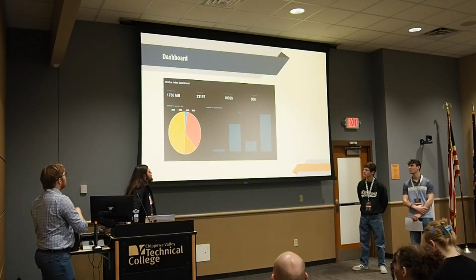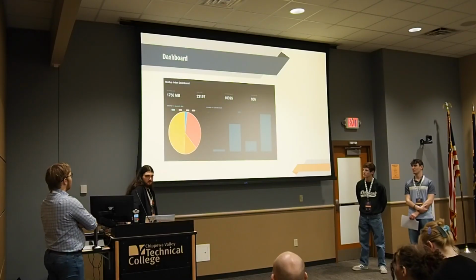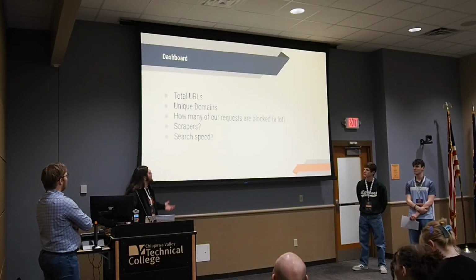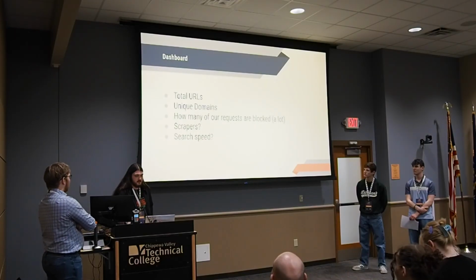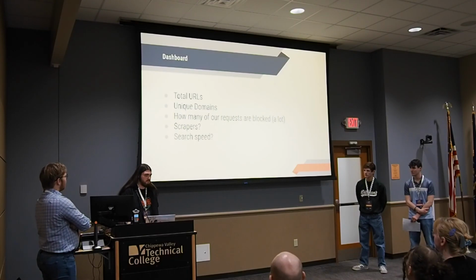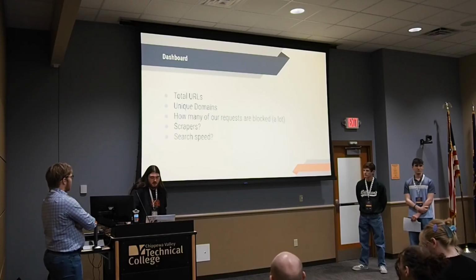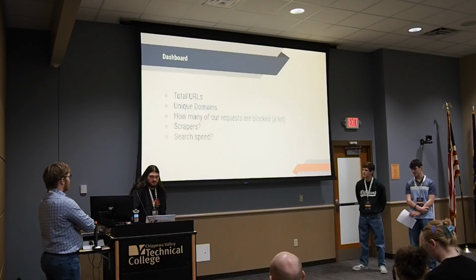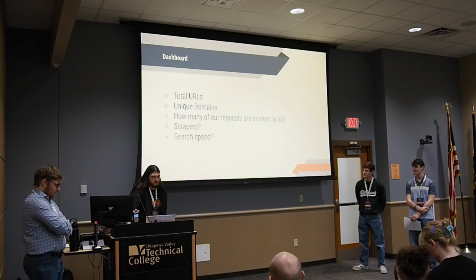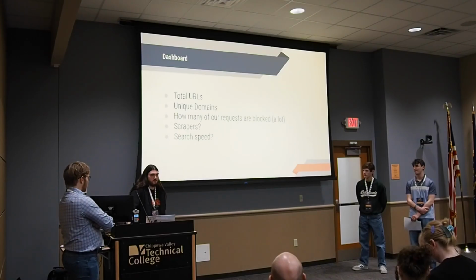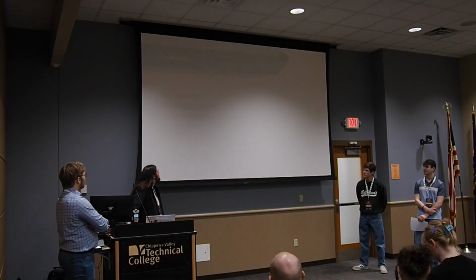So we've created a simple dashboard to figure out what our project is doing in real time. We're searching how many URLs we have, how many unique domains as opposed to sub URLs of an existing domain, and how many of our requests are blocked, which is quite a few of them, but not too many. We want to be nice with our scraping, so we make sure that we're obeying robots.txt and restrictions on scraping.